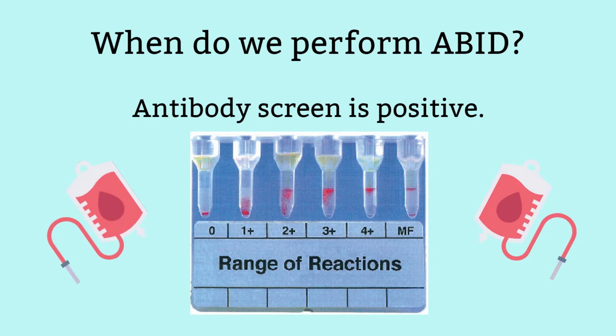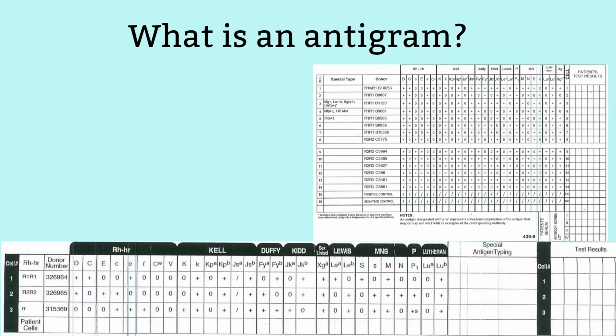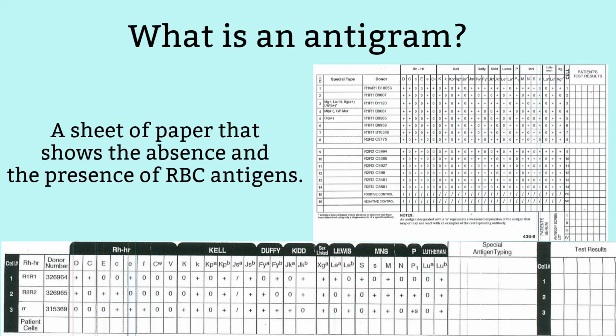If we are going to talk about antibody identification, we need to know what the antigram is and what it looks like. Here are the antigrams for both the panel and the screen. An antigram is a sheet of paper with a table that shows the absence and the presence of red blood cell antigens for each of the donors. It is where we fill in the reactions and either rule in or rule out antibodies.